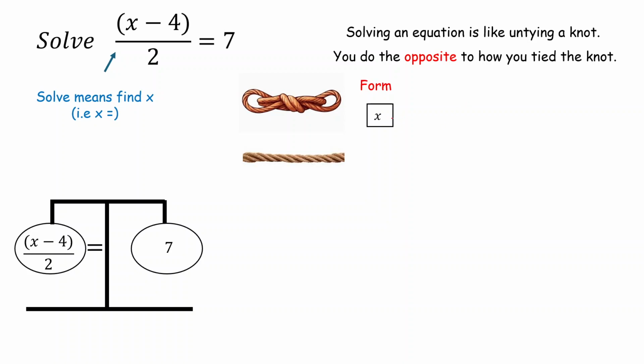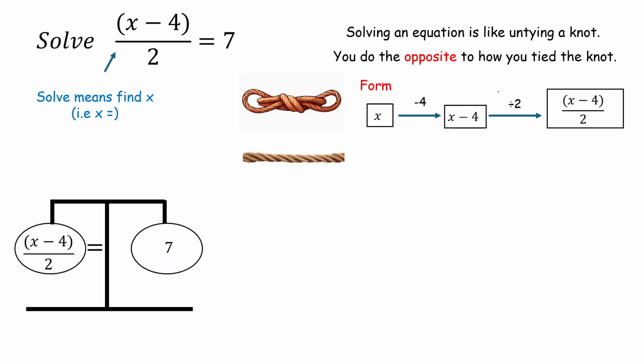So initially, we started off with x. We then took away 4 to give us x take away 4. We then divided the whole thing by 2 to give us this, which is very different to doing this. If you wrote x, and divided it by 2 first of all, you would get x divided by 2. If you then took away 4, you would get x divided by 2, take away 4, which is not the same thing as this, which is why on the previous video, I spent a lot of time going through understanding the order of stuff.